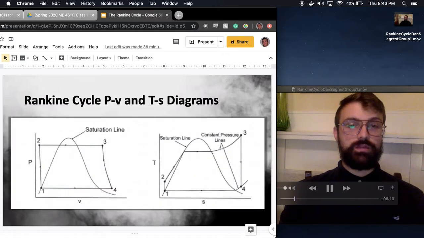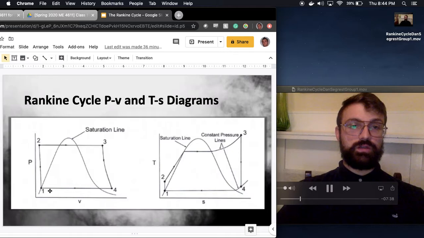So here we have the pressure, specific volume, and temperature entropy diagram. The PV and the TS. You can see on the left that this 2 to 3 line basically shows a constant pressure as well as the 4 to 1 because the cycle is going to be moving like this. So here we have our boiler and at the bottom is our condenser. 1 to 2 is going to be the pump.